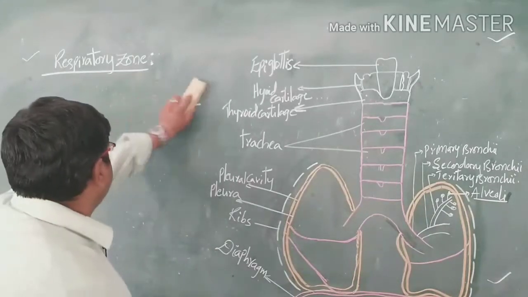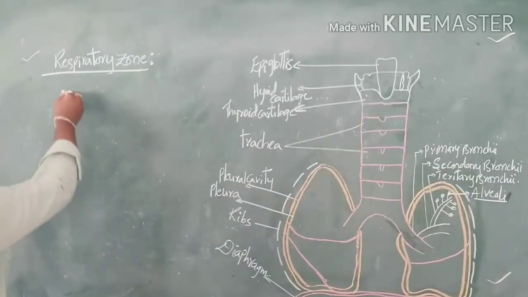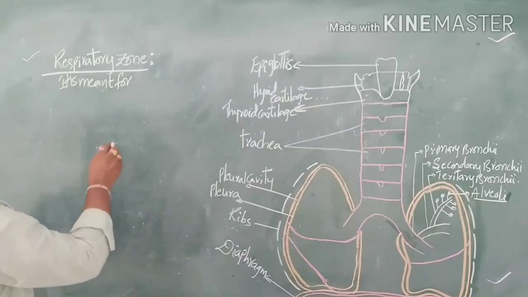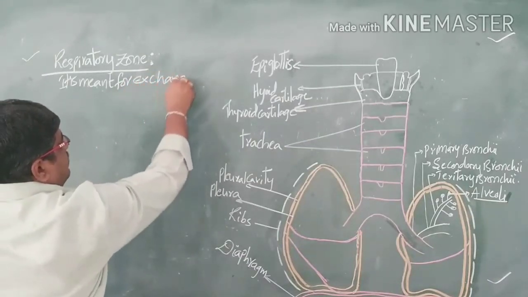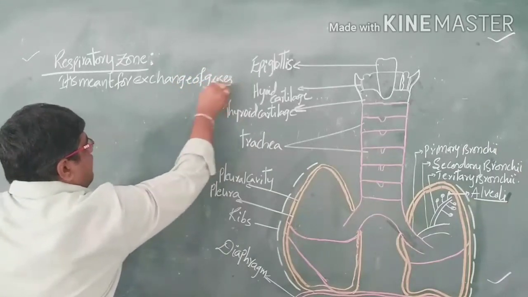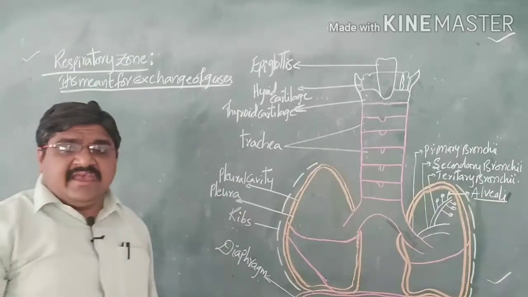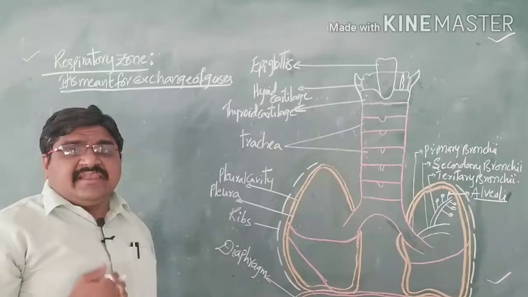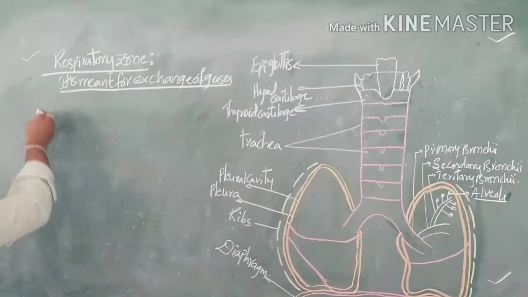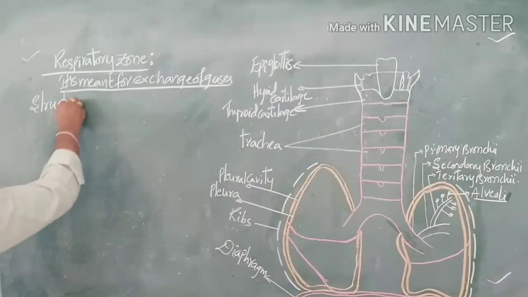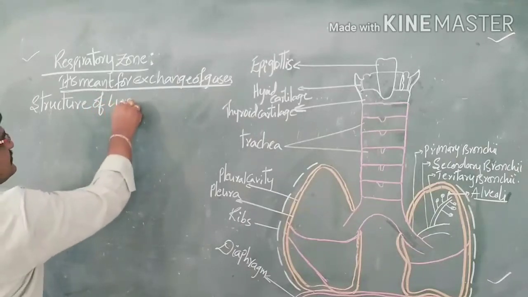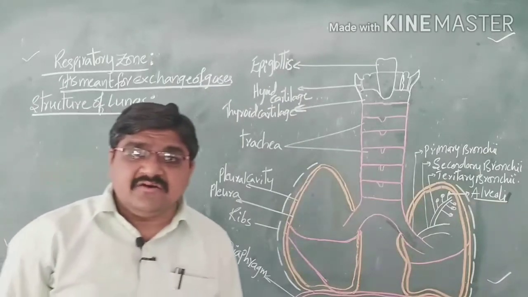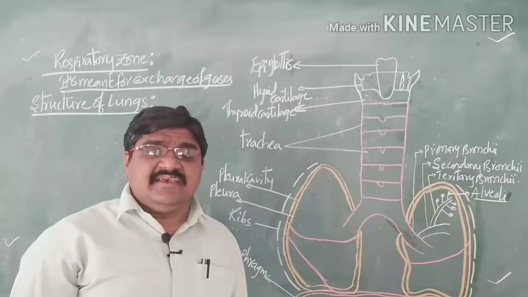The respiratory zone is mainly meant for the exchanging of gases only. So it is called the respiratory zone. In the respiratory zone, we have the structure of the lungs. In humans, the lungs are the respiratory organs.